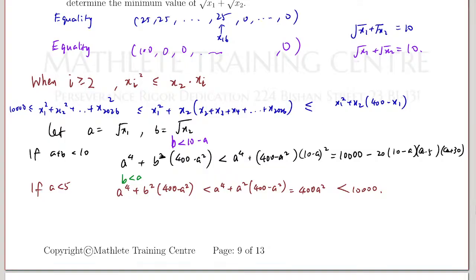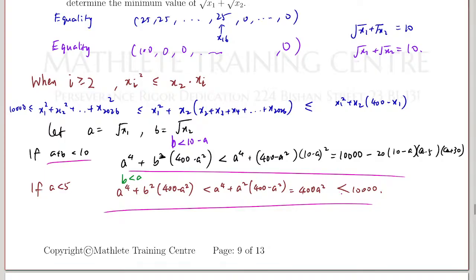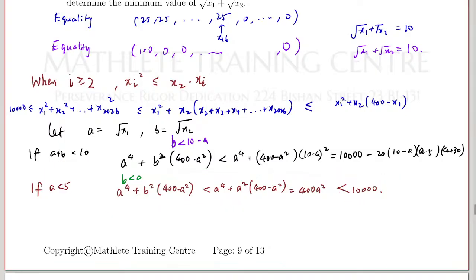We have shown that in fact it's not possible for this to be true. Whether it's in case A or case B, both of them will be less than 10,000. So therefore, the minimum value is 10. Finish.